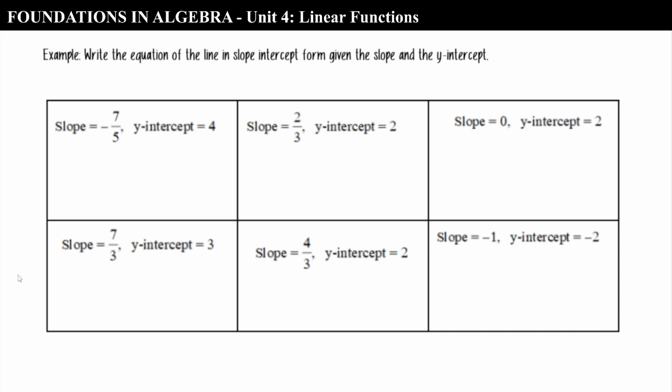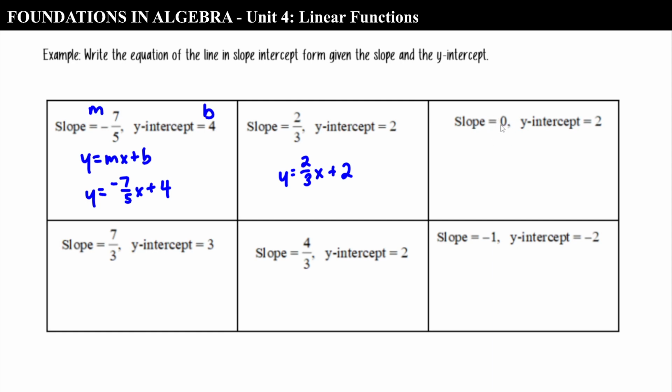We want to write the equation of the line in slope-intercept form given the slope and the y-intercept. If you're given those two pieces of information, it's simple because all you have to do is literally take your slope, which is your m, and your y-intercept, which is your b, and just plug them in. So your answer for this one would be negative 7/5 x plus 4. For the second one, we're going to take our slope, which is 2/3, put that in front of our x, and then add our y-intercept, which is 2.